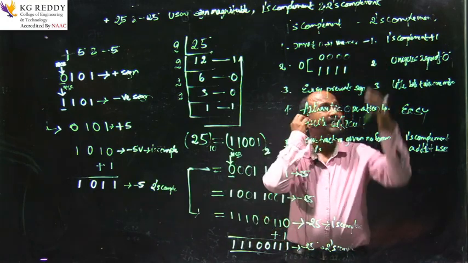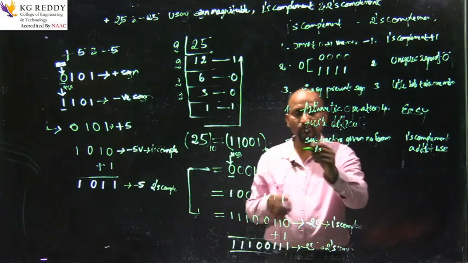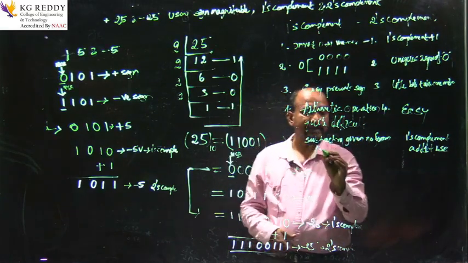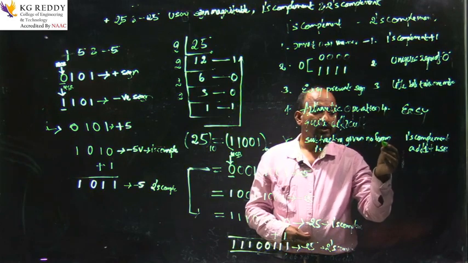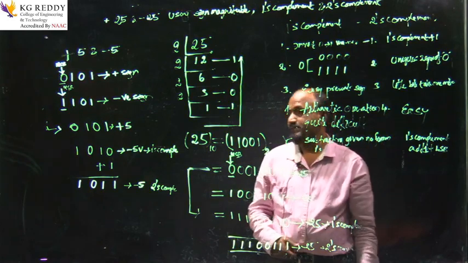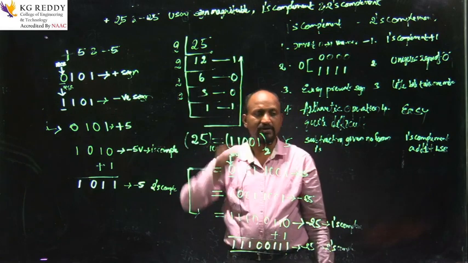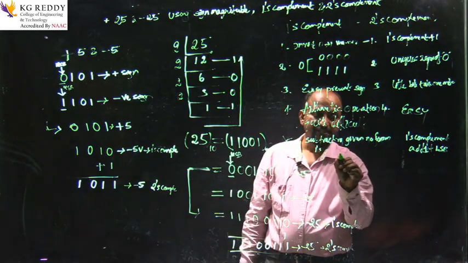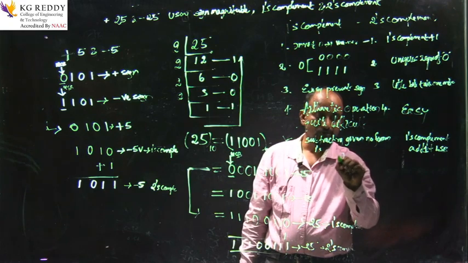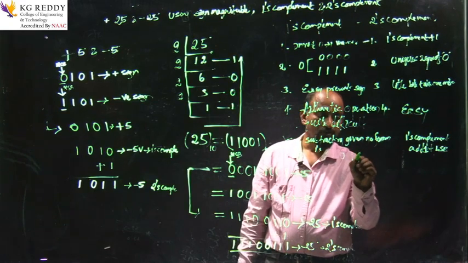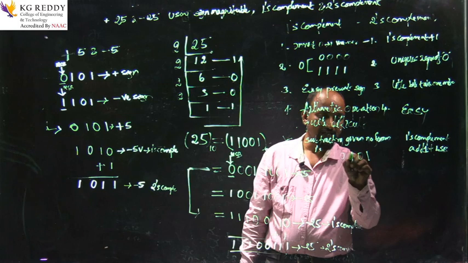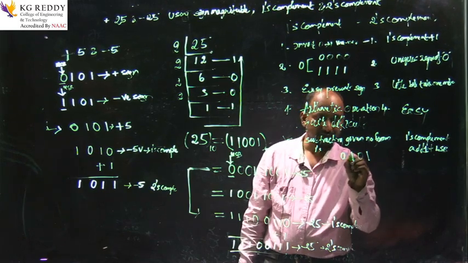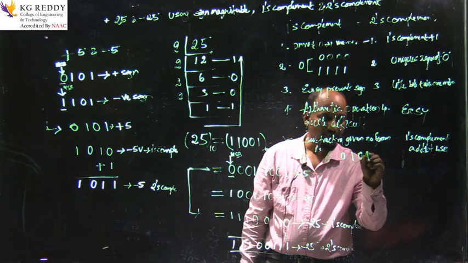And also it has characteristics, as I told in the fifth point. What is the fifth point? I told that subtracting a given number using 1's complement. For example, let us take plus 5 only. What is plus 5? The representation of 5 is 0 1 0 1.